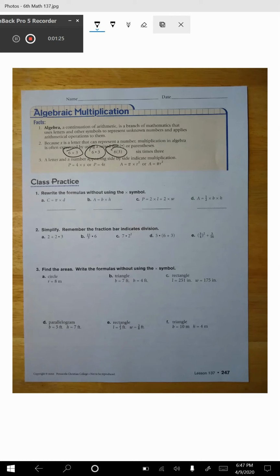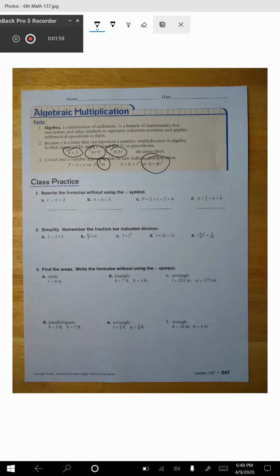All right. Number 3, a letter and a number appearing side by side indicate multiplication. So if you see 4s, that means 4 times the s. Here's the area of a circle. So this means area equals pi times radius squared. They're just right next to each other. Now, obviously, if you have all numbers, you can't do that. You're either going to have to do the dot or you're going to have to do parentheses. But when you have letters and symbols like that, you can just put them next to each other.